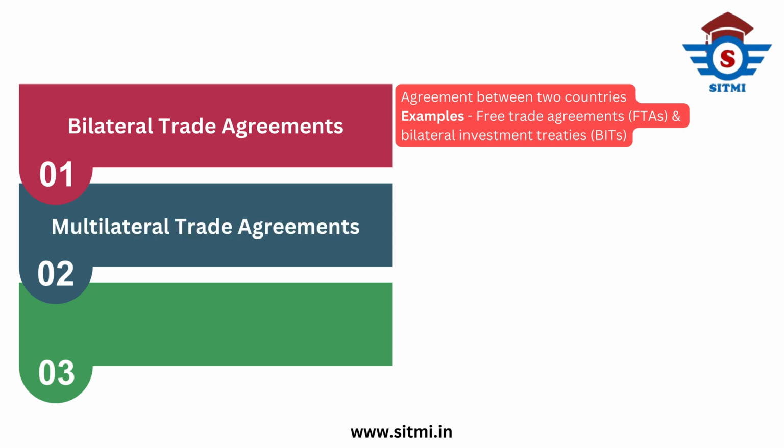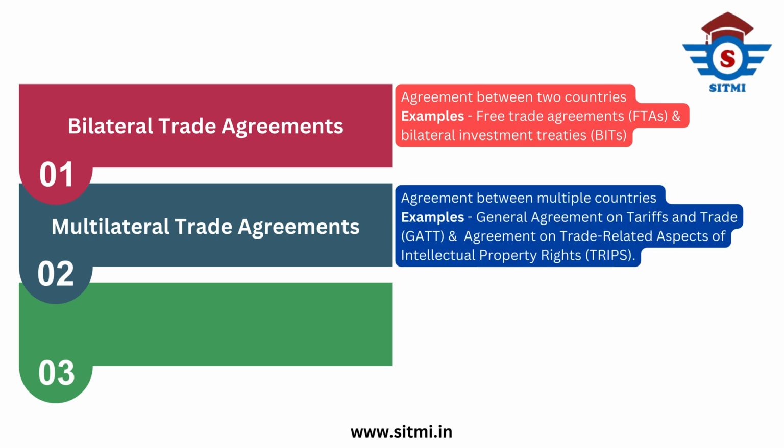The next one is multilateral trade agreements. These are agreements involving multiple countries, often negotiated under international organizations such as the WTO, which is the World Trade Organization. Examples include the General Agreement on Tariffs and Trade, GATT, and the Agreement on Trade-Related Aspects of Intellectual Property Rights, which is TRIPS.